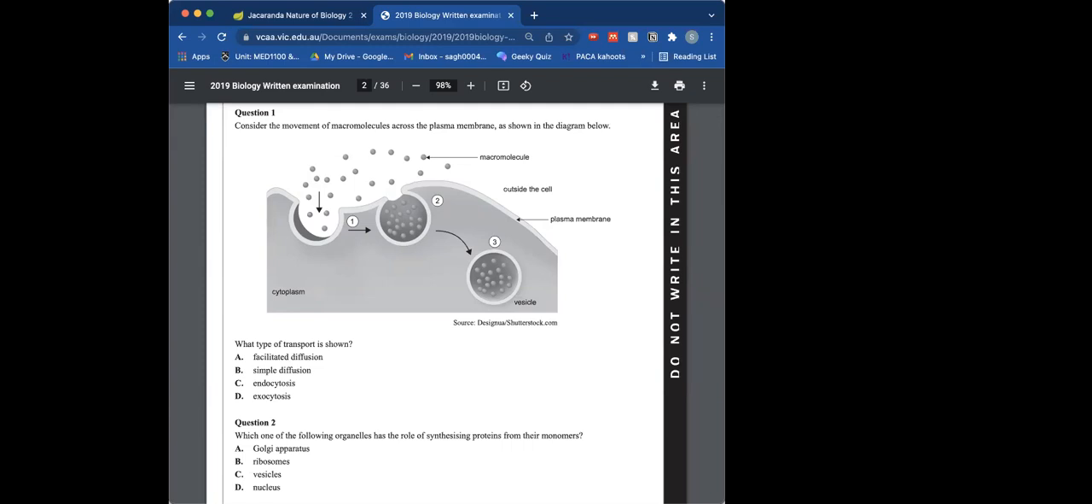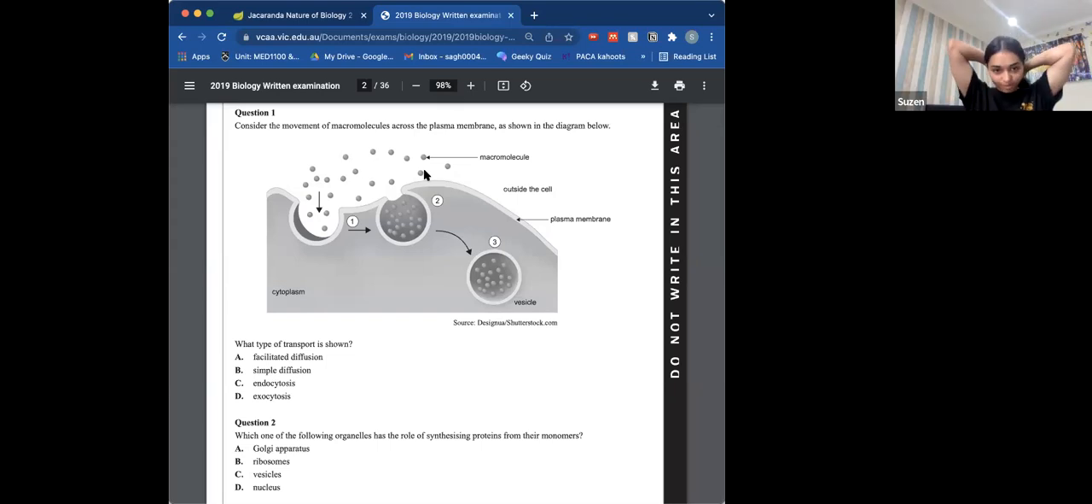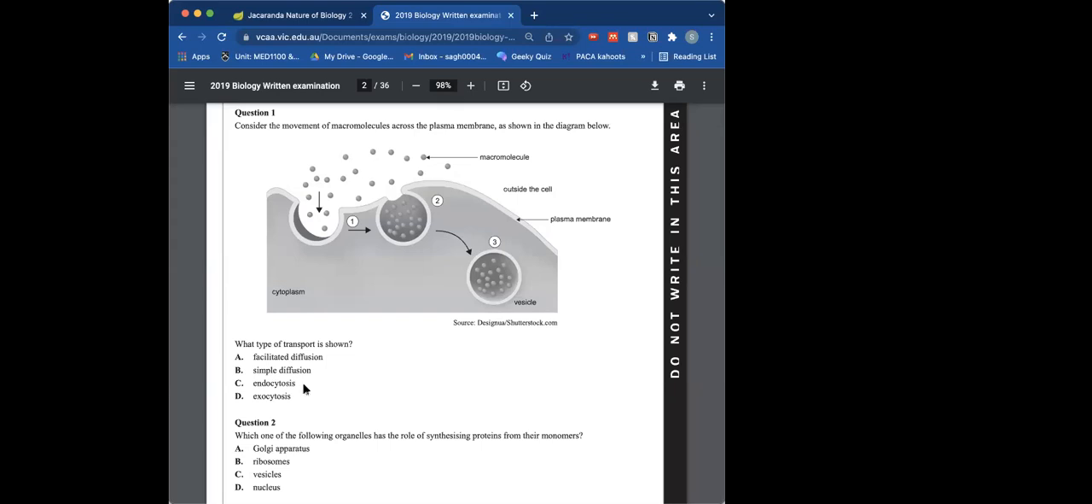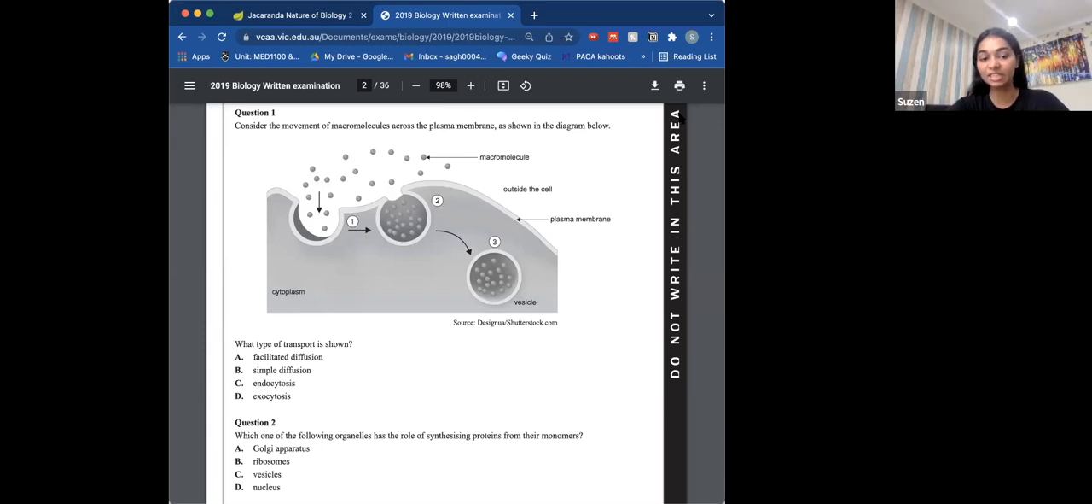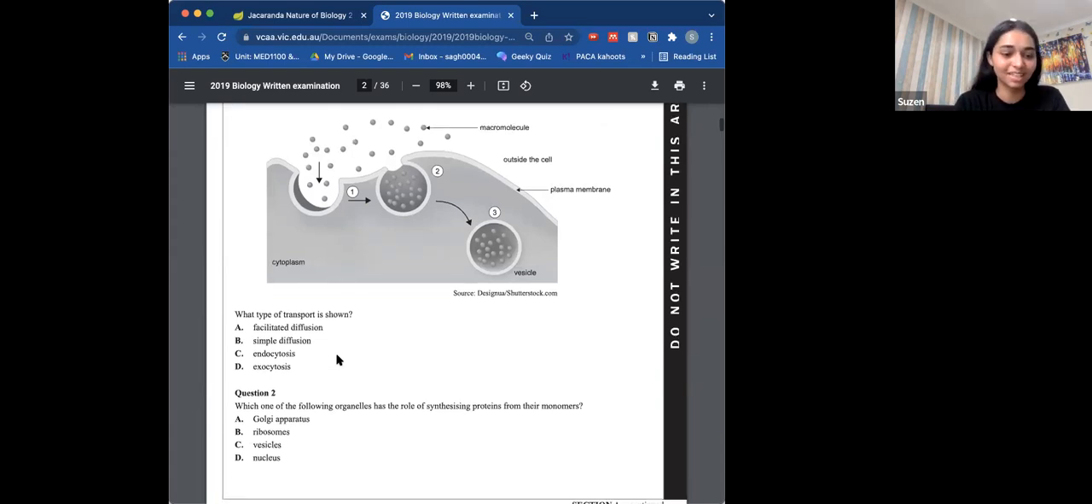Okay, so we haven't got any responses coming through just yet. Did you want to give them a hint, maybe talk them through the first question? Yeah, okay. So question 1 was pretty much about what type of transport we can see. Let me go to question 2 directly, because question 1 was not too relevant here. Question 2 asks what organelle synthesizes proteins from their monomers.